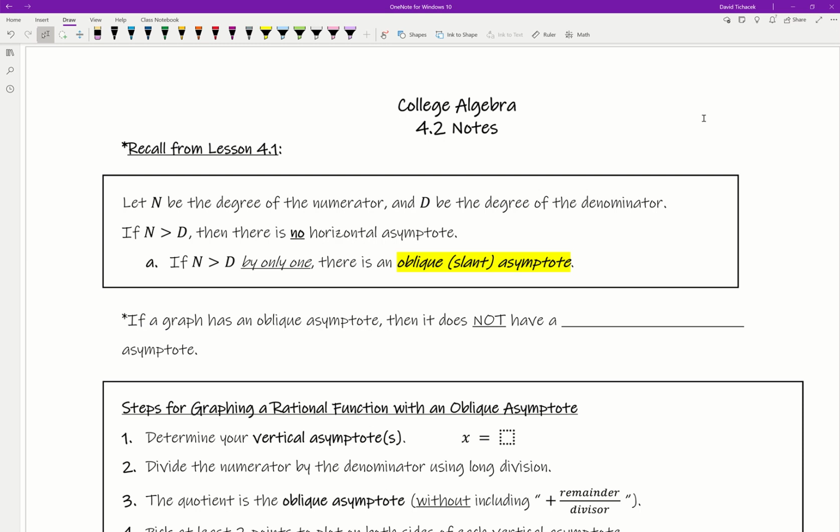Alright friends, welcome back. In this video we're going to go ahead and move on in our discussion of graphing rational functions, and we are going to talk about oblique or slant asymptotes.